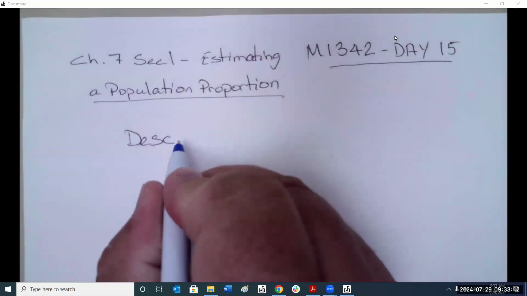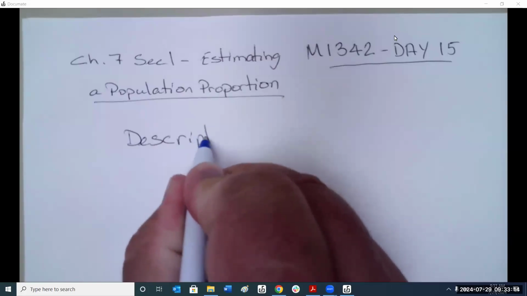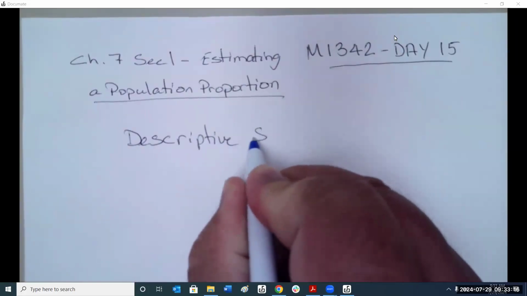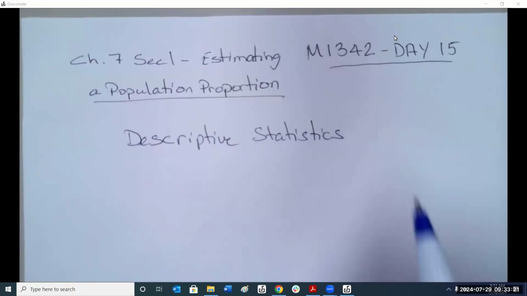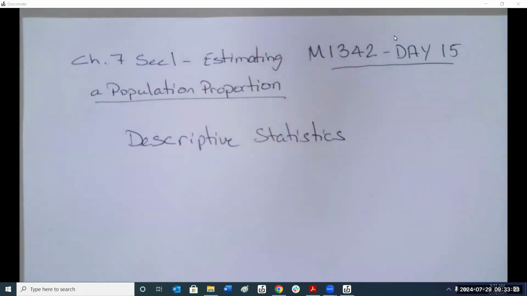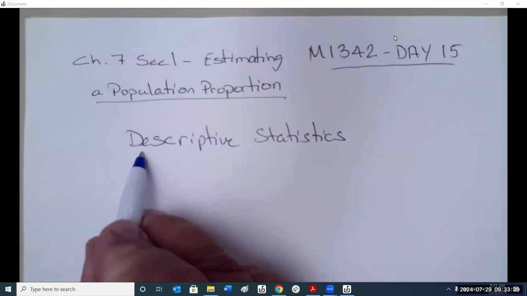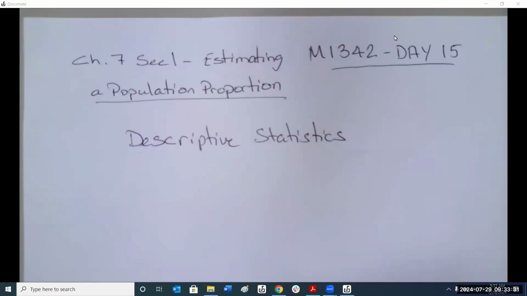We look at descriptive statistics. So what do you think descriptive statistics is? What do you think descriptive means? Describing, yeah, because you have the data, you're describing what the data tells you.